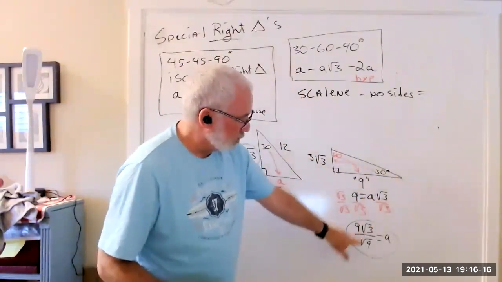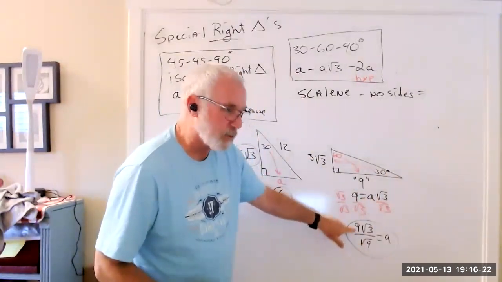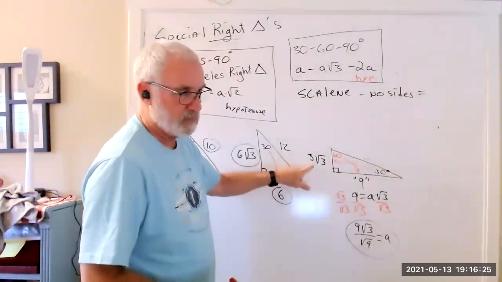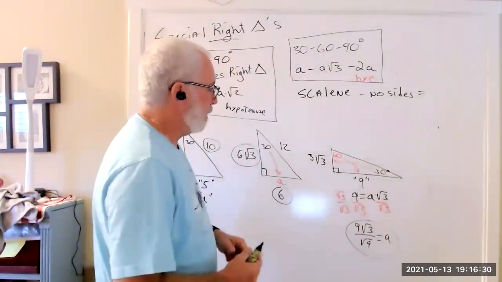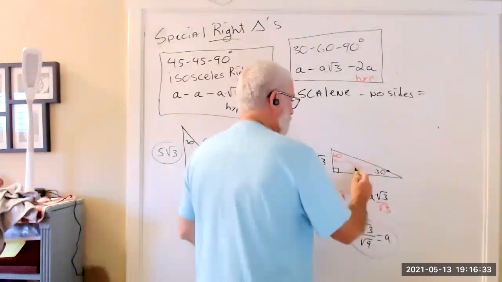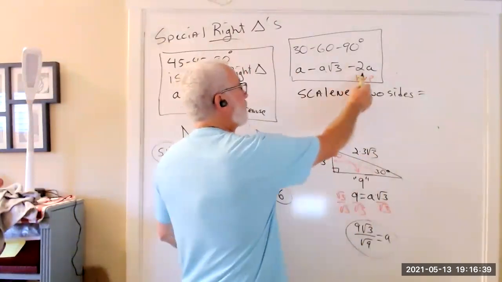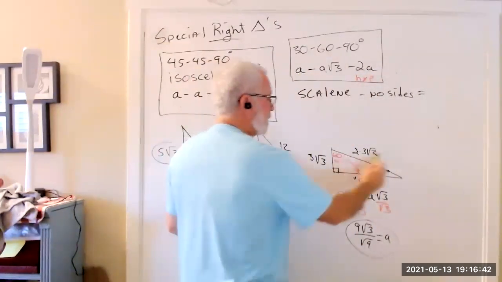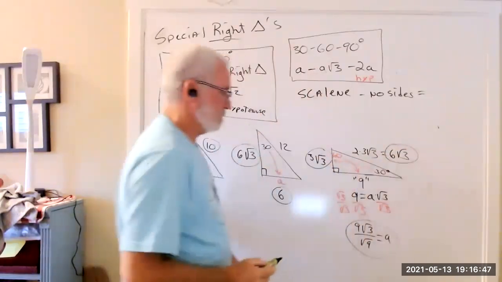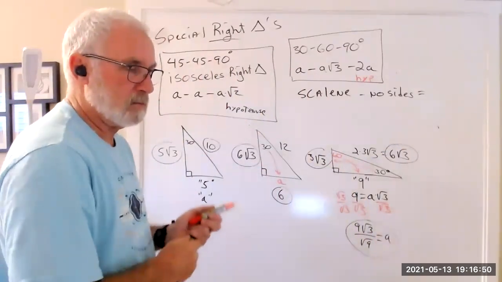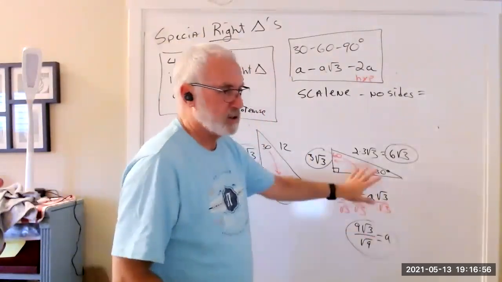Now, I didn't do all my work. I said the square root of 9 is 3, but 3 divides into 9 3 times. That's how I got there. The hypotenuse is 2 times this. So the hypotenuse is 2 times 3 radical 3. The hypotenuse is 2 times the short leg. So the hypotenuse should be 6 radical 3. And again, whether you show me this work or you can do it in your head, that's up to you.